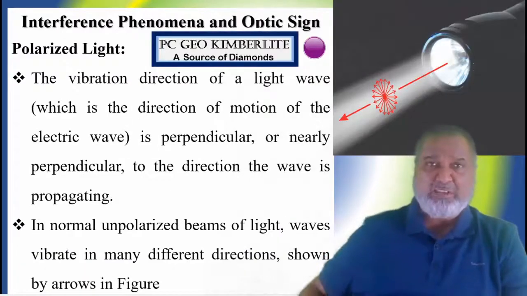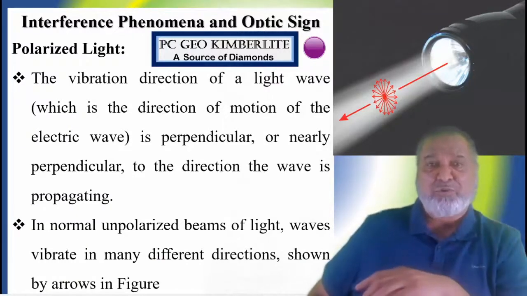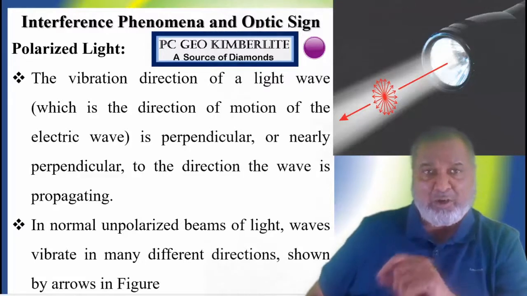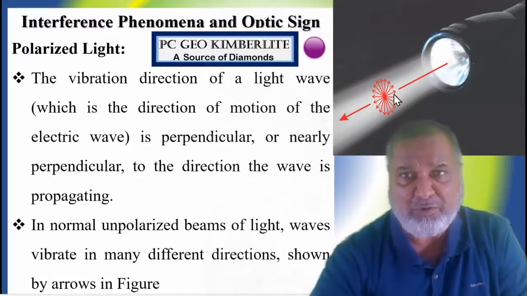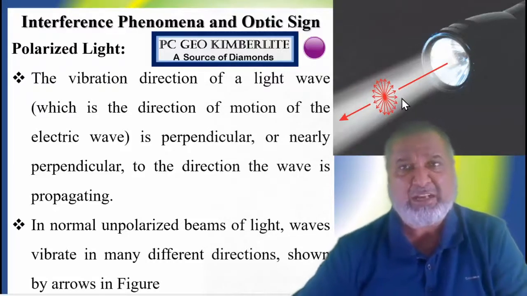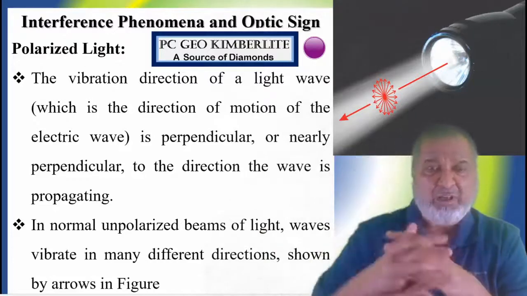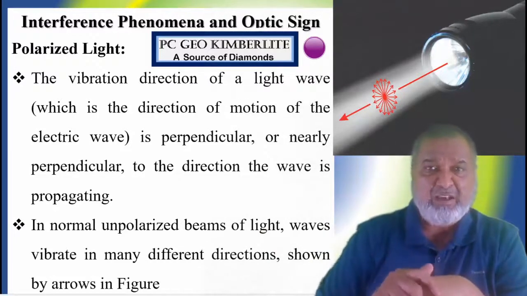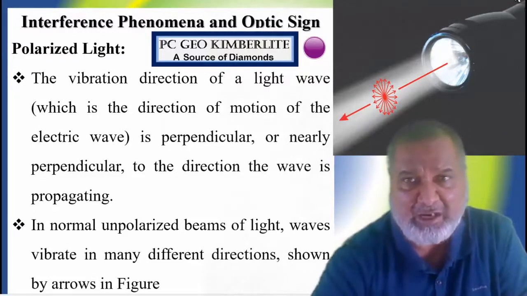Polarized light. What is polarized light? The vibration direction of a light wave, which is the direction of motion of the electric wave, is perpendicular or nearly perpendicular to the direction of the wave. You can see here what we have: the light has different directions. In a normal unpolarized beam of light, the waves vibrate in many directions. Yes, this is the unpolarized light.